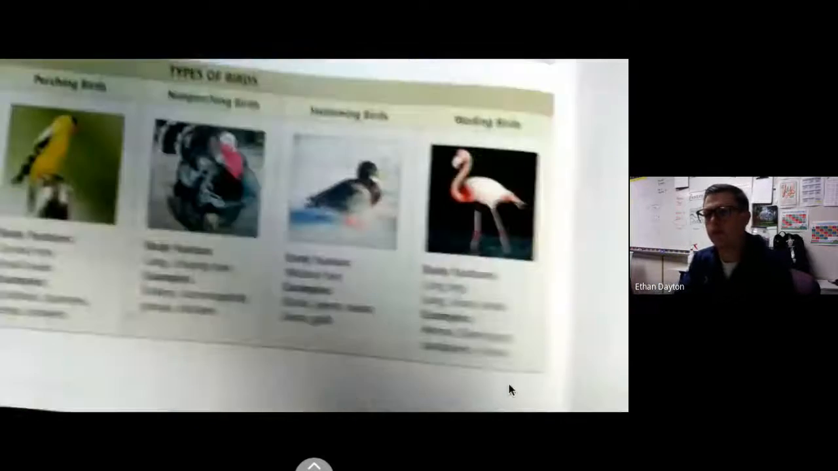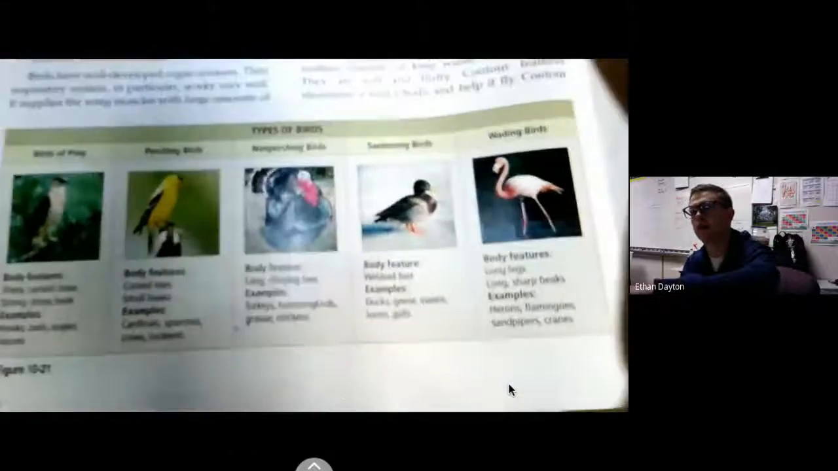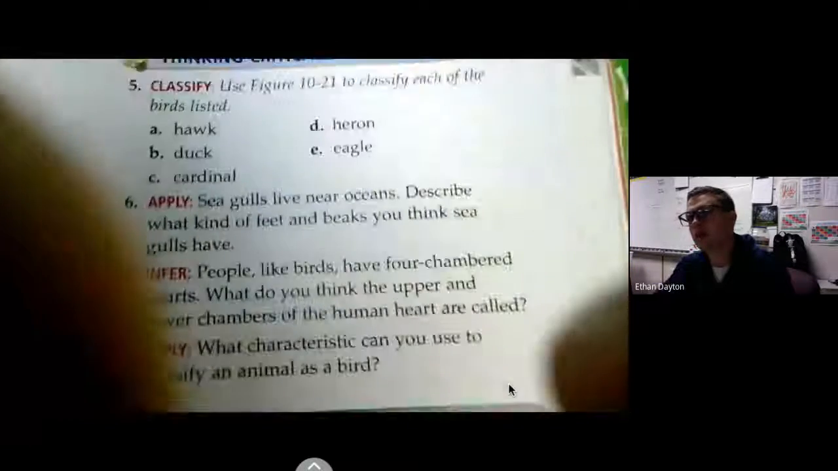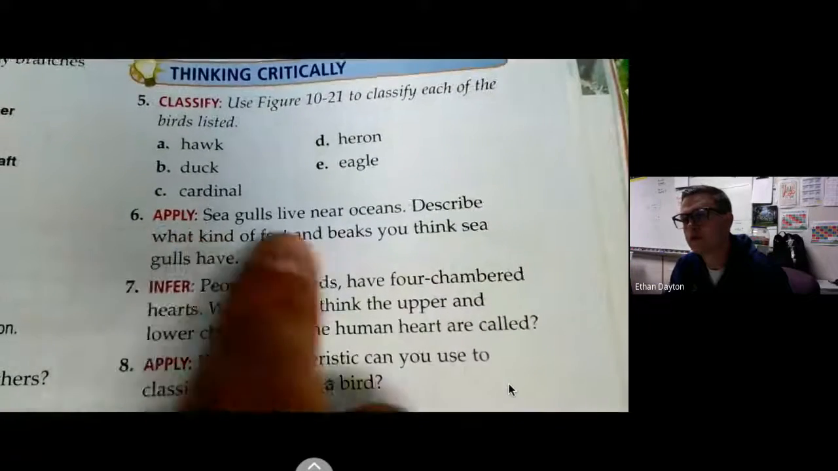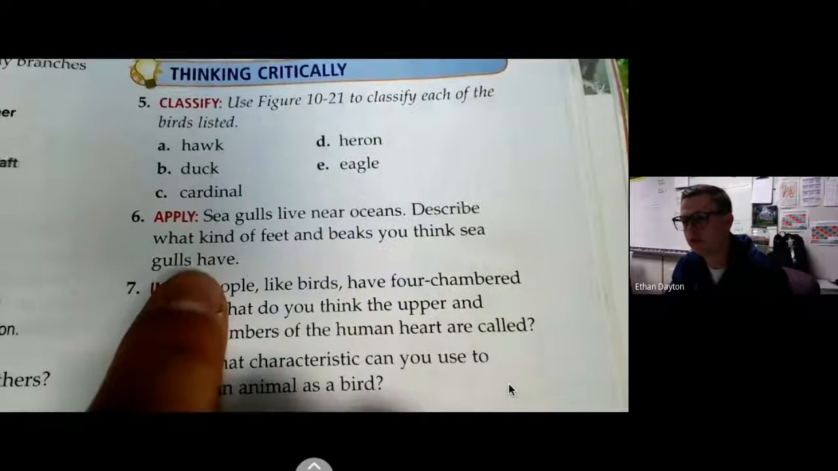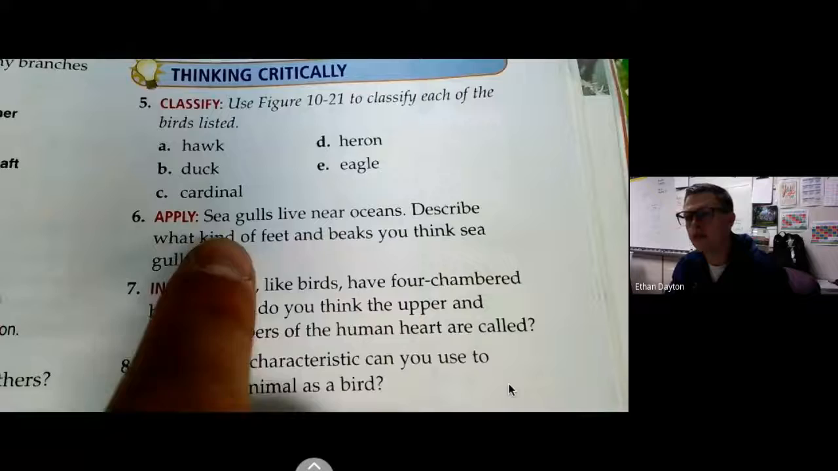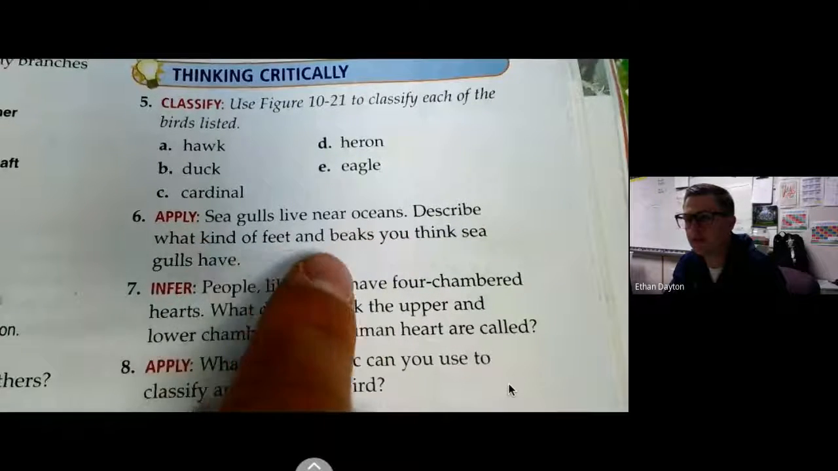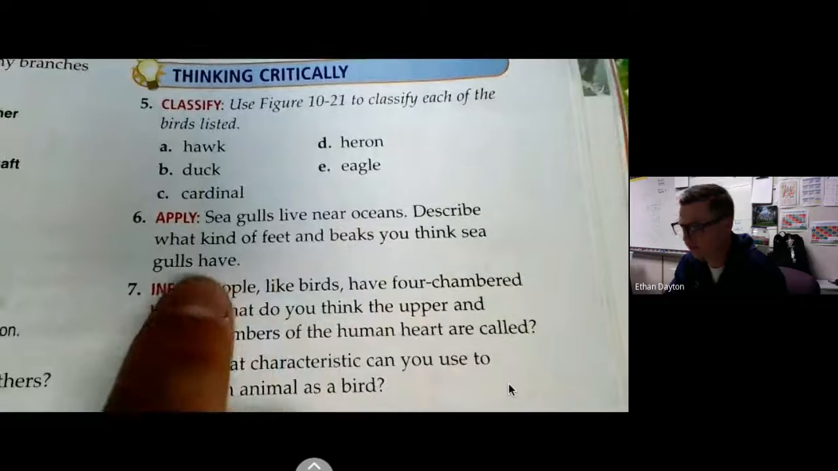Okay, so again, I'll just quickly go back over here and go to the types of birds. There are 5 orders that we looked at. And you have to figure out which each of those fit into. All right, number 6. Seagulls live near oceans. Describe what kind of feet and beaks you think seagulls have.